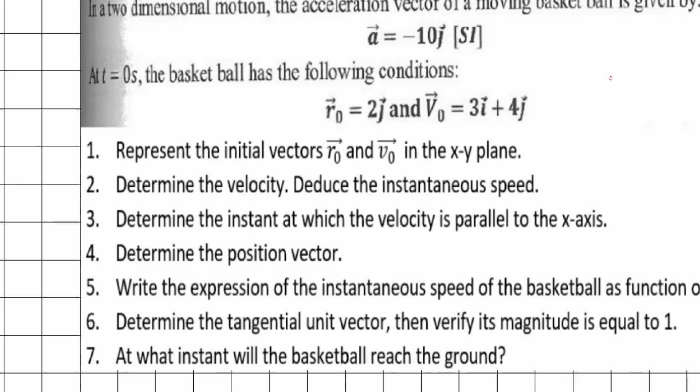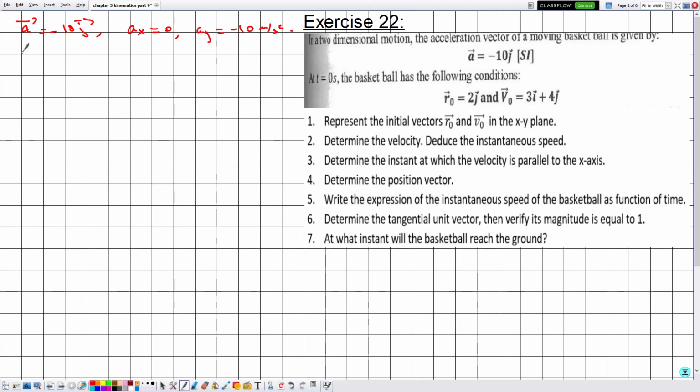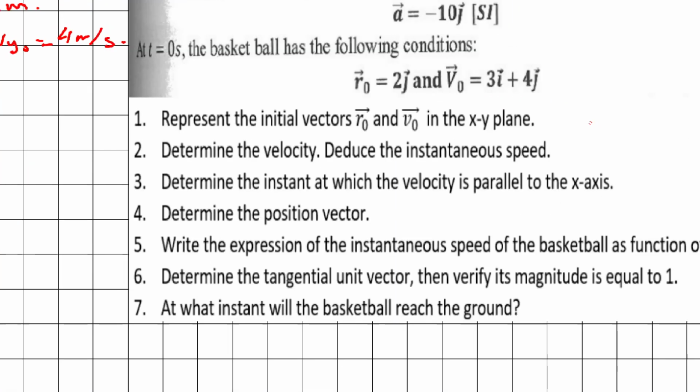At t equals 0, the basketball has the following conditions. The initial position vector is given by 2j, which means that x0 is equal to 0 and y0 is equal to 2 meters. As for v0, it's given by 3i plus 4j, which means that the x component of the initial speed is 3 meters per second, and the y component of the initial speed is 4 meters per second.